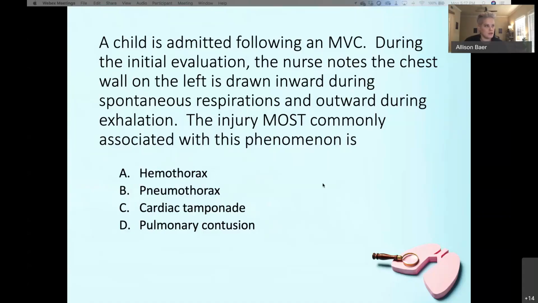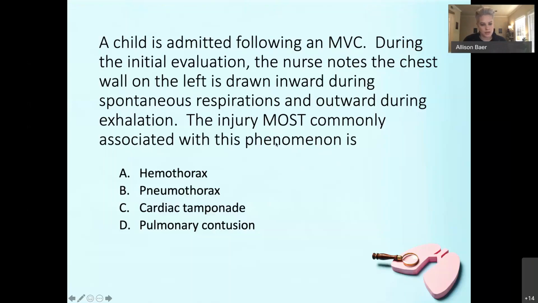Okay, so the answer, and you could probably see any of these with that. It's talking about a flail chest. So again, that section of their chest wall is going in when they breathe in, when your chest should go out. It goes outward during exhalation. So it's got that paradoxical movement. So it's talking about a flail chest.